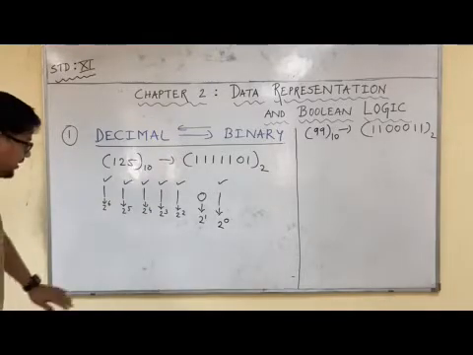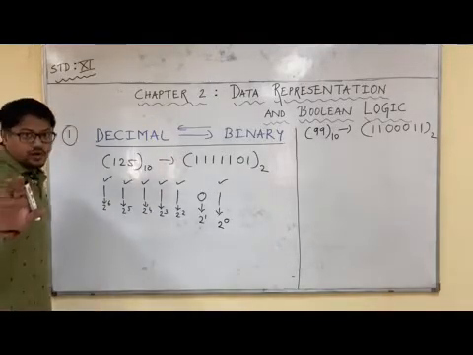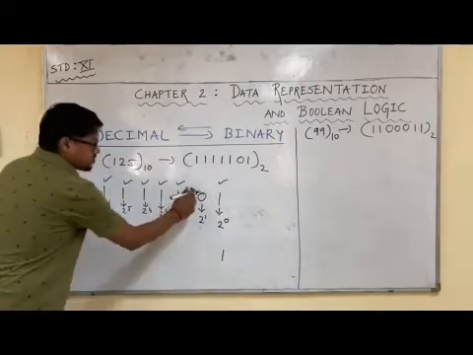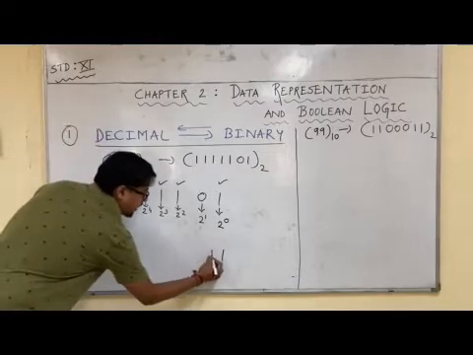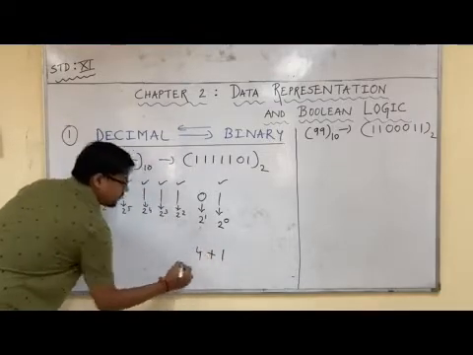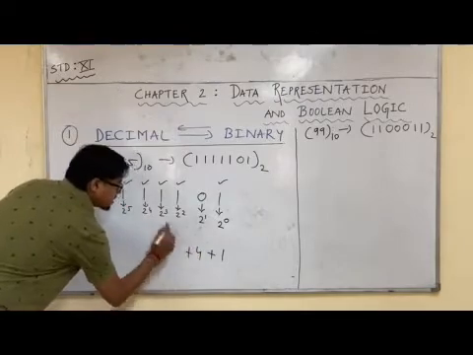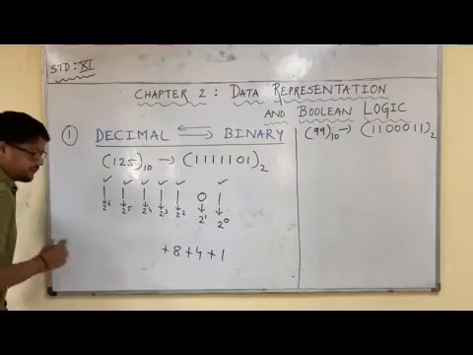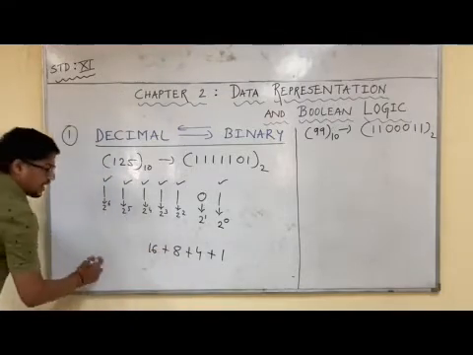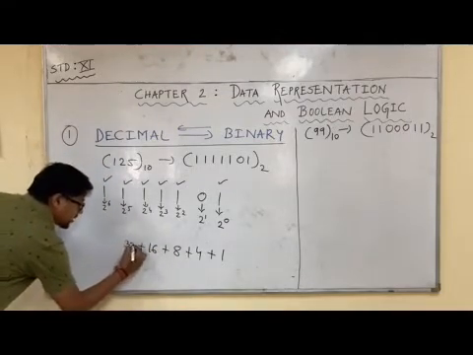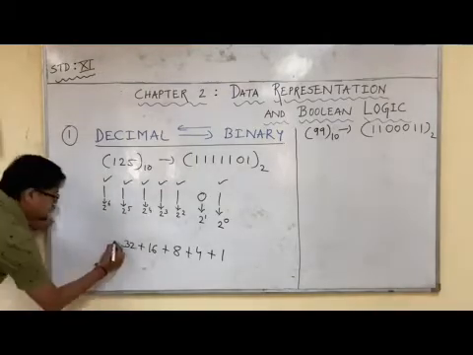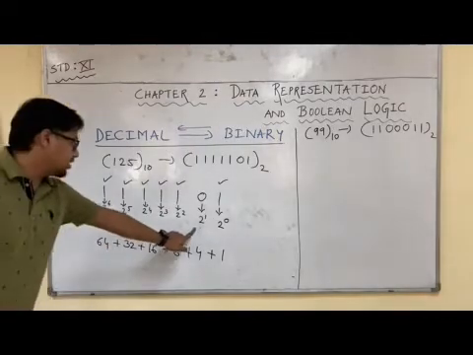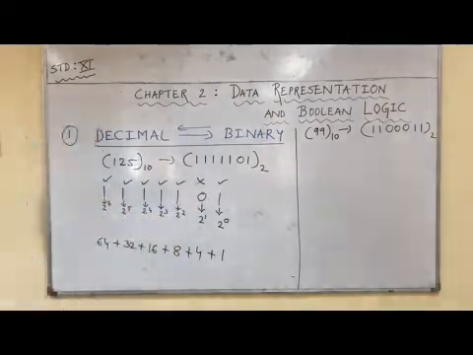Now see what I am actually doing. I think maths is okay with you. 2 to the power 0 is 1. This is not to be considered. Plus 2 square is 4. Plus 2 cube is 8. Plus 2 to the power 4 is what? 16. Plus 2 to the power 5 is what? 32. Plus 2 to the power 6 is what? 64. Again you see, I have not considered this bit because this bit is off.